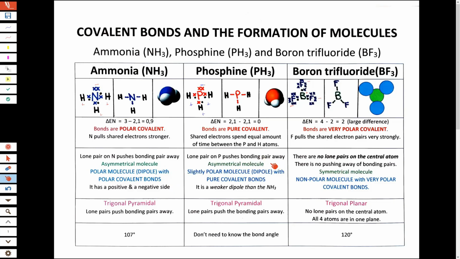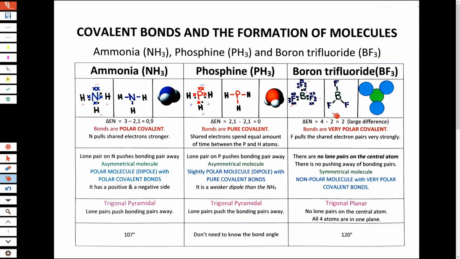Phosphine. The lone pair on phosphorus pushes the bonding pairs away. It results in an asymmetrical molecule as well. It's a slightly polar molecule with pure covalent bonds. Pure covalent bonds because the electronegativity difference is 0. It is a weaker dipole than ammonia. The reason for that is because the bonds inside the molecule are pure covalent, whereas here they were polar covalent bonds.